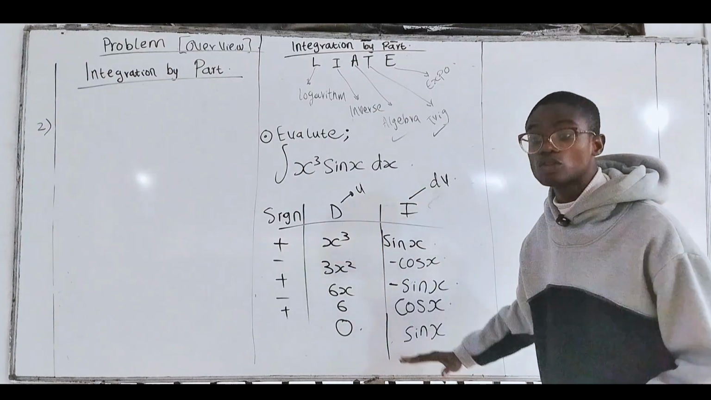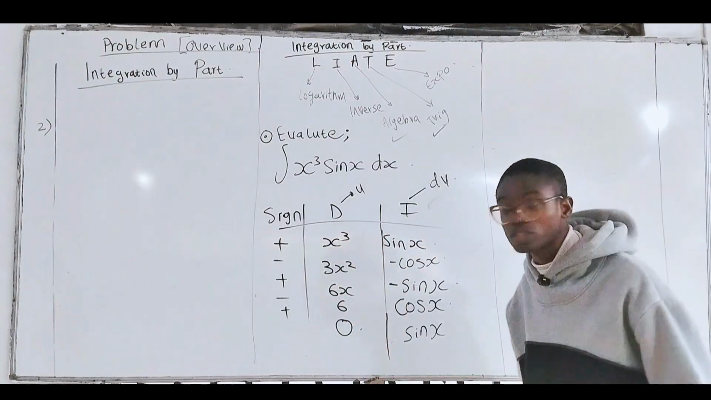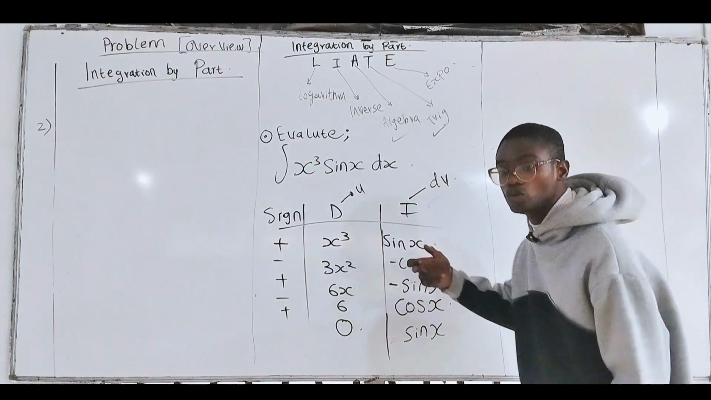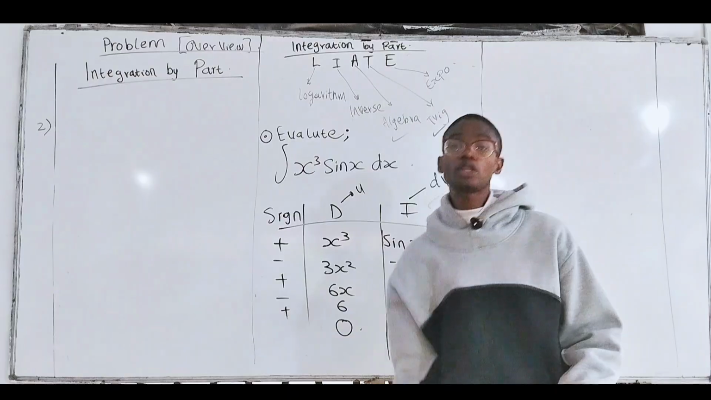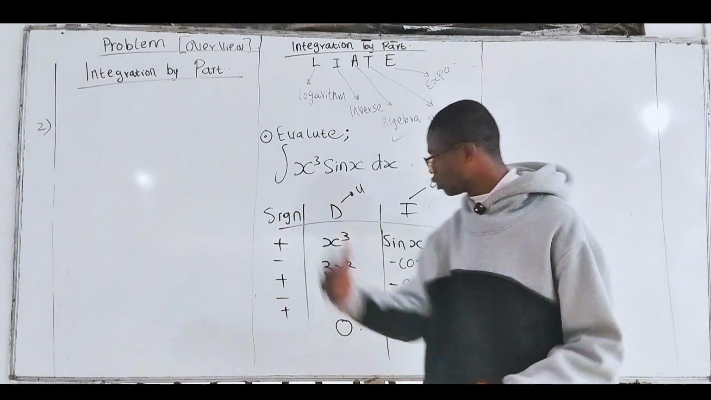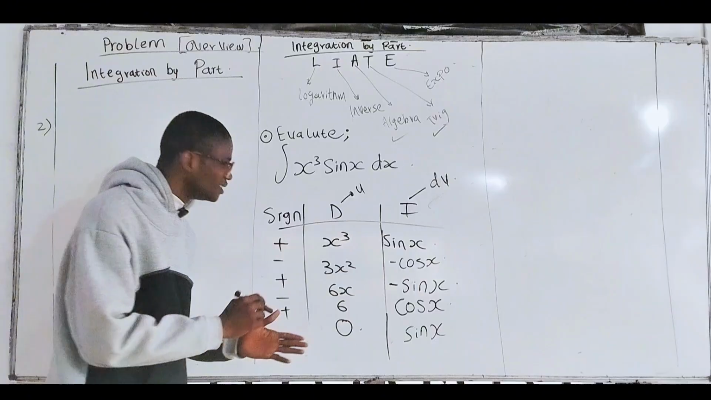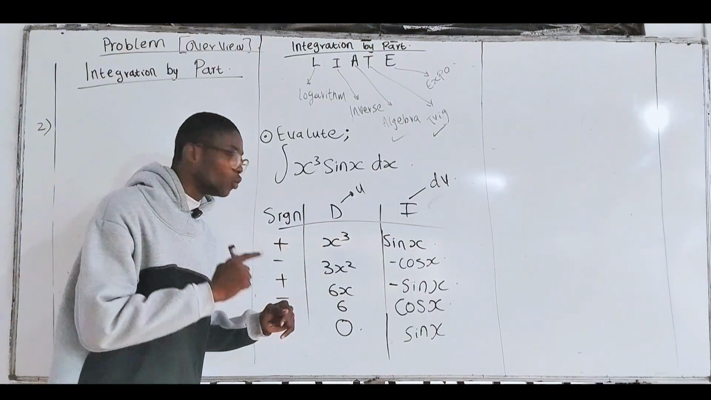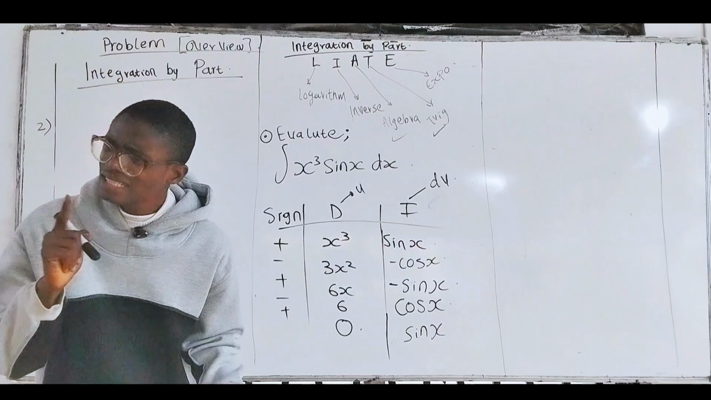So use this pattern to check. After differentiating, ensure you check by doing the differentiation from bottom to top. After that, what is the next step? You now trace the derivative to the trig part diagonally. Do you understand it?